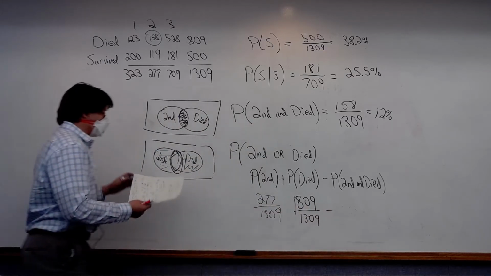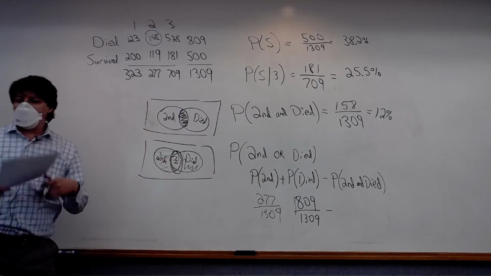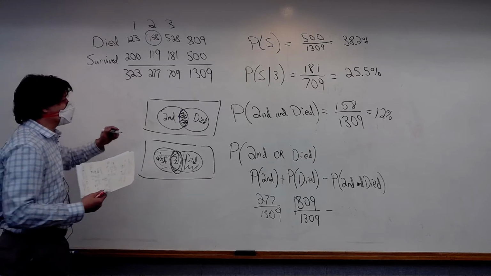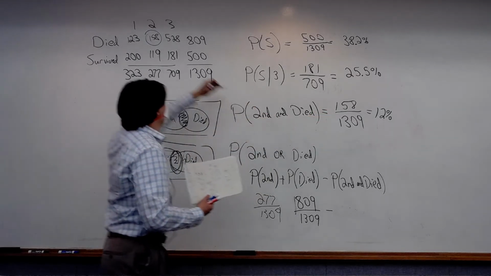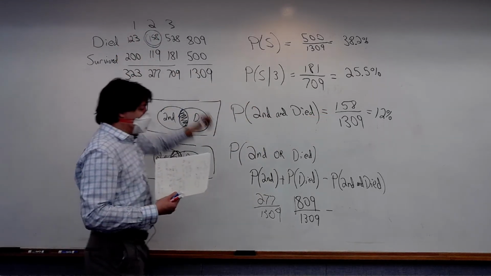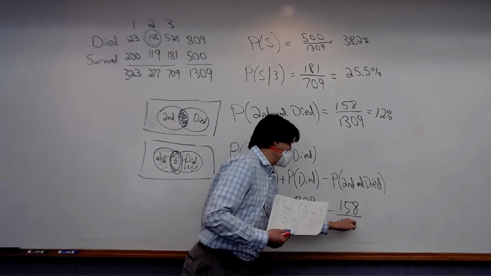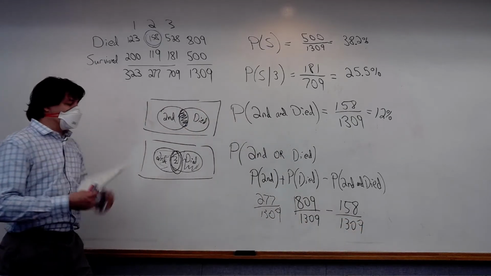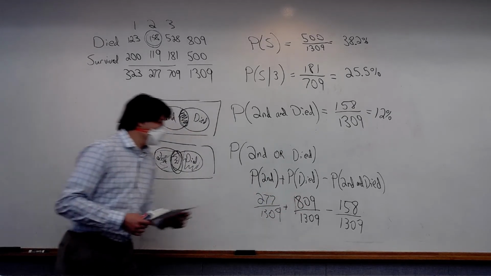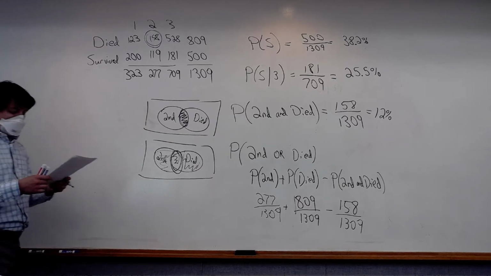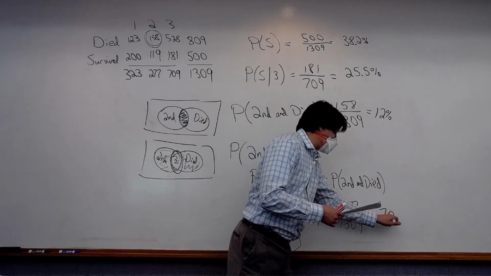But we do have to then remember that there's this middle part that we've now counted. We've now counted these people twice, and we need to make sure they only get counted once. So how many people both were second and died? We had that here, but again, we can find it up here. It's that same 158. So 158 of the 1309 were both. We could change these all into percentages, or we can simply do 277 plus 809 minus 158. When you calculate this, it should be 70.9%.